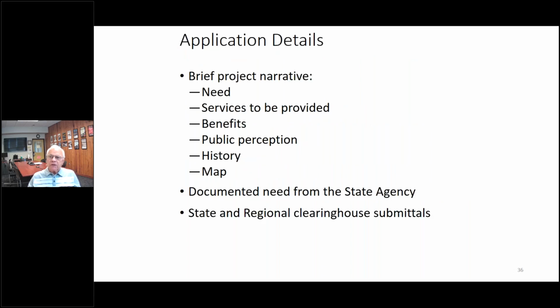The application details are that project narrative with the items listed. You need documentation from the state agency. You need the state and regional clearinghouse submittals. If the project is necessary to protect public health or the environment, you need to secure letters documenting that from the state agency. Such a letter is necessary for some programs to qualify for grants.